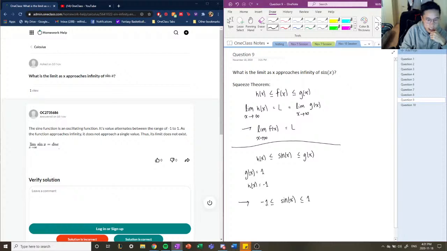So if we calculate the limit as x approaches infinity of -1 and the limit as x approaches infinity of 1, we get this. The limit of -1 is going to be -1, and the limit as x approaches infinity of 1 equals 1. So these limits do not equal the same number. Sine of x does not have a limit. That's another way we can reason that sine of x does not have a limit as x approaches infinity.